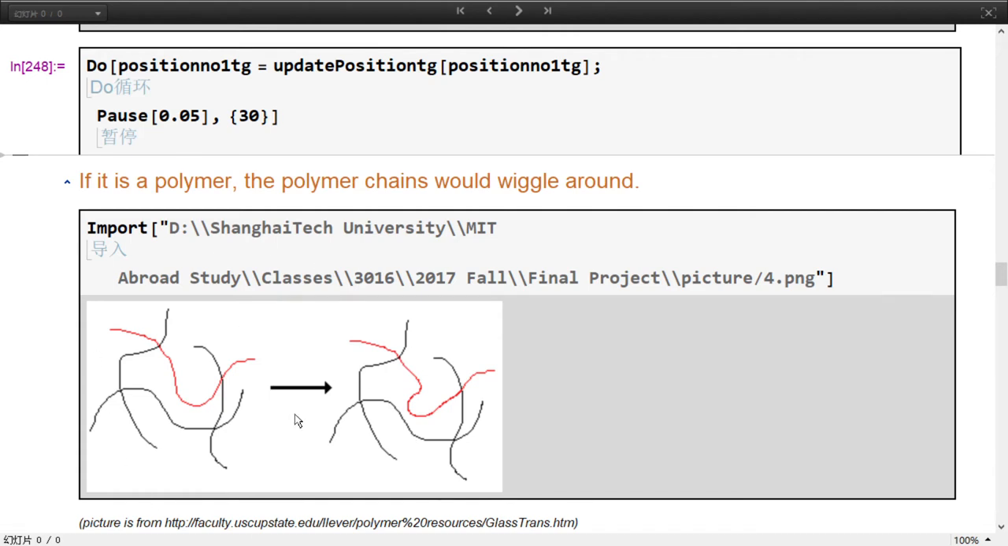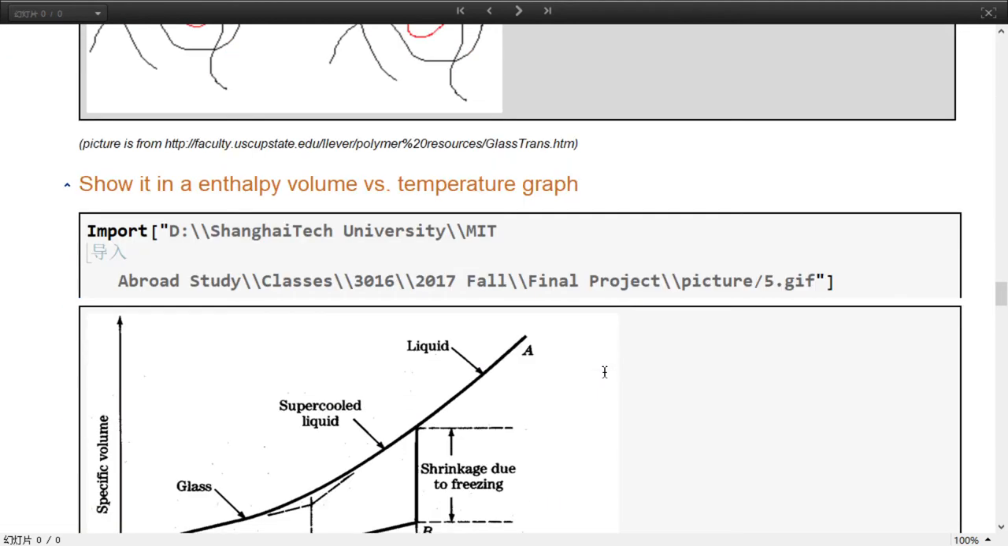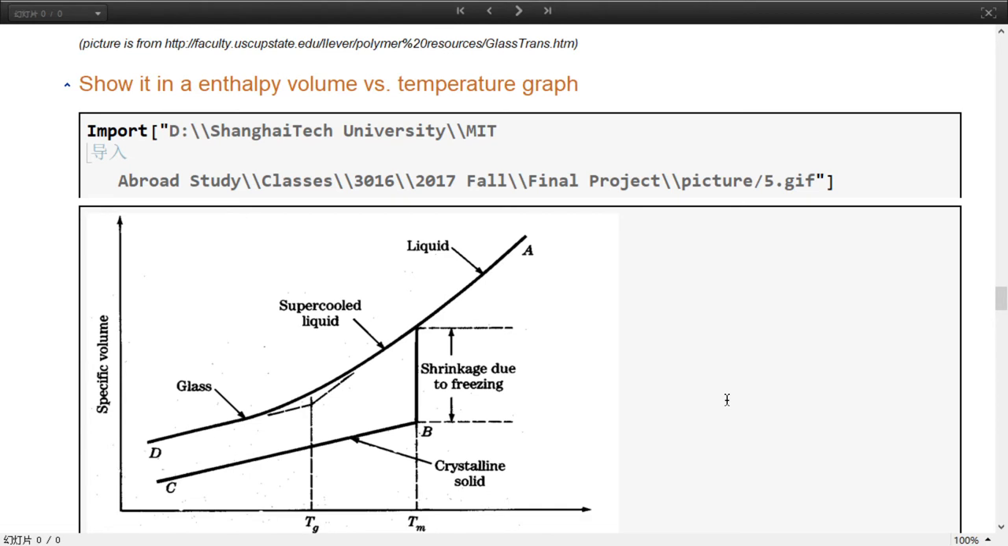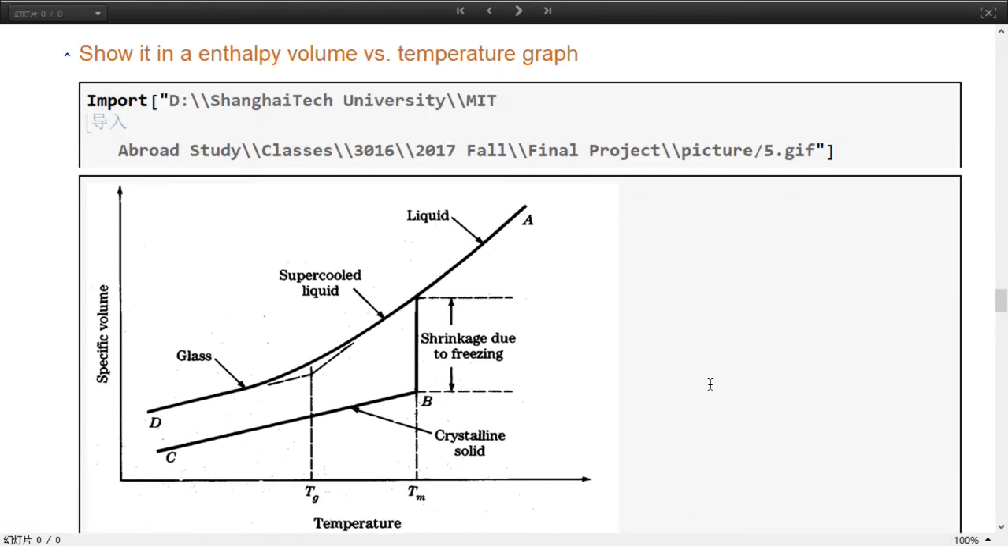If it is a polymer, the polymer chains will wiggle around. Yes, the red line will wiggle around if it is above the glass transition temperature. Or we can use a graph to show that. So this is the glass transition temperature and this is the melting temperature. If it is a crystalline material, it will only have a melting temperature. However, if it is an amorphous material, it will have a glass transition temperature and a melting temperature. And this is the glassy state. And then there is the supercooled liquid, and then the liquid.